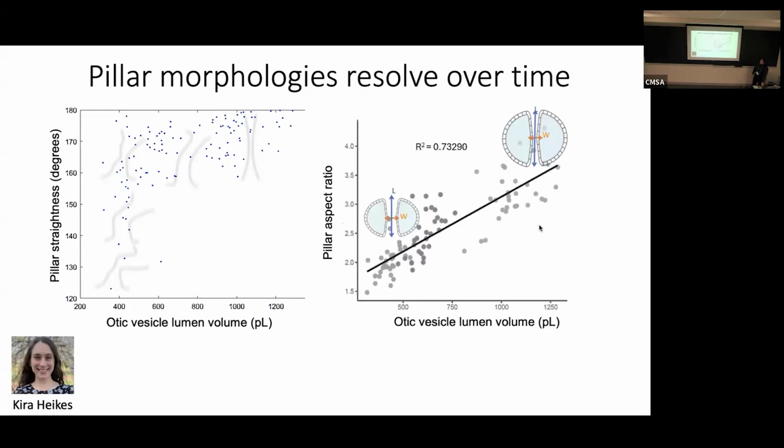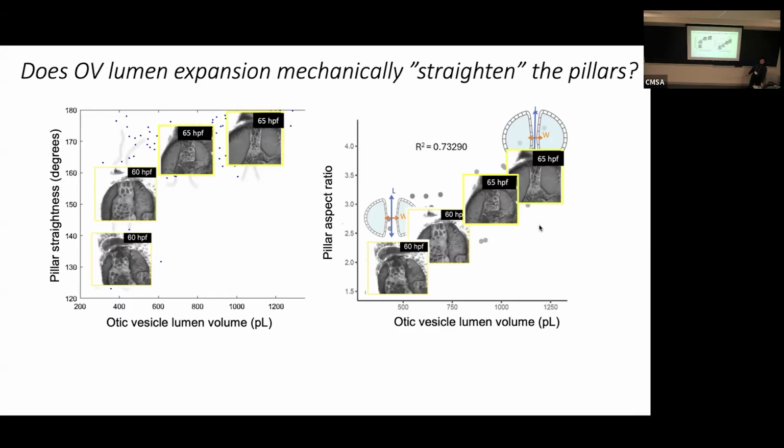Now, the question we're asking is, is this driven by hydrostatic pressure? Is the hydrostatic pressure responsible for resolving this large variability in pillar structures that we see? We don't have an answer to that, but we have data that supports that we can play around with the lumen volume, and that changes how fast or slow the pillars straighten over time.